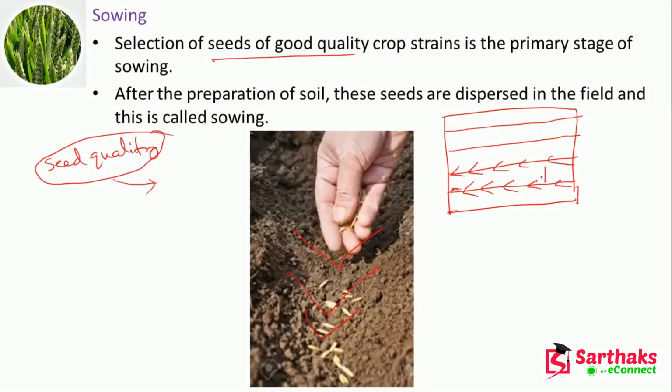And there is a big separation between these two lines. Why will they keep this? The first thing is for watering. The second thing is important for avoiding weeds. To avoid the weeds also they are doing this. Now, this is the sowing process.